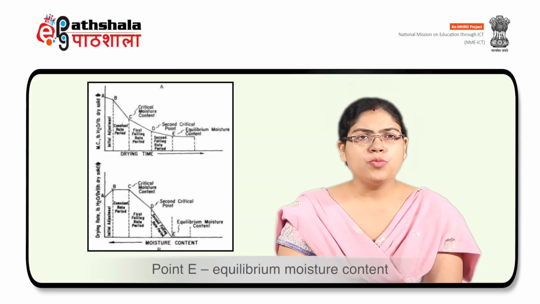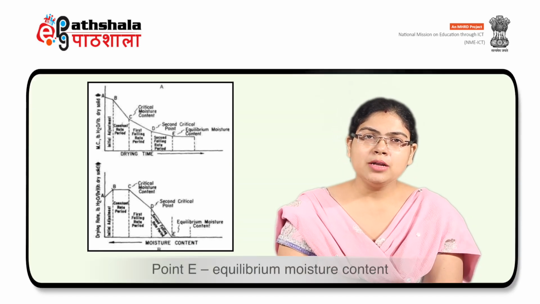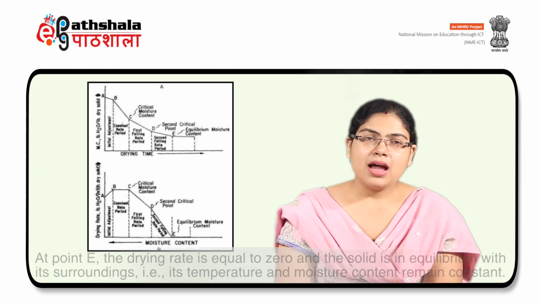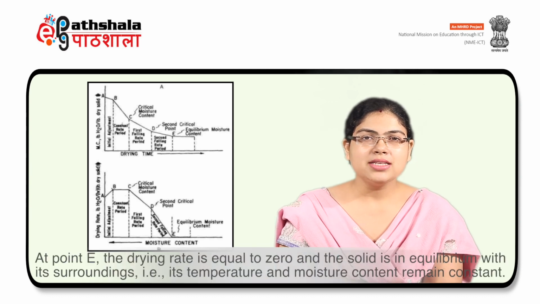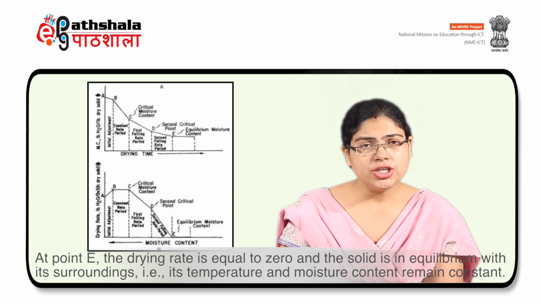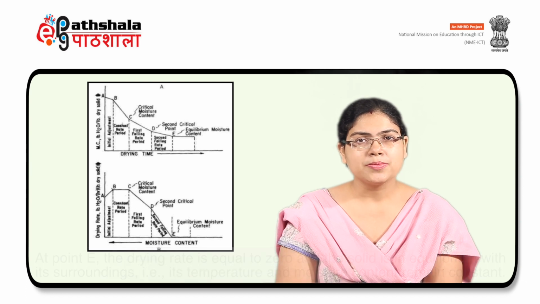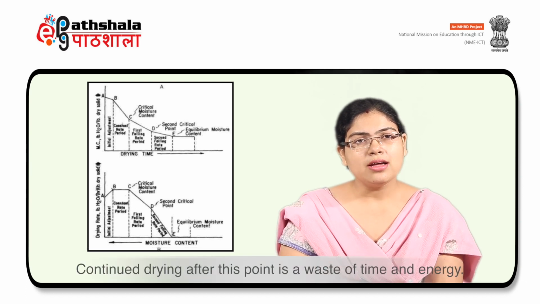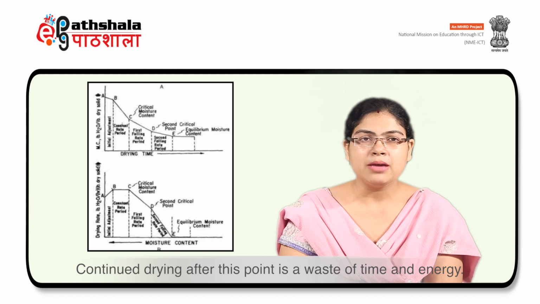Now talking about point E, it is called the equilibrium moisture content. At point E, the drying rate is equal to 0 and the solid is in equilibrium with the surroundings. That is, its temperature and moisture content remain constant. Continuing drying after this point is a waste of time and energy.